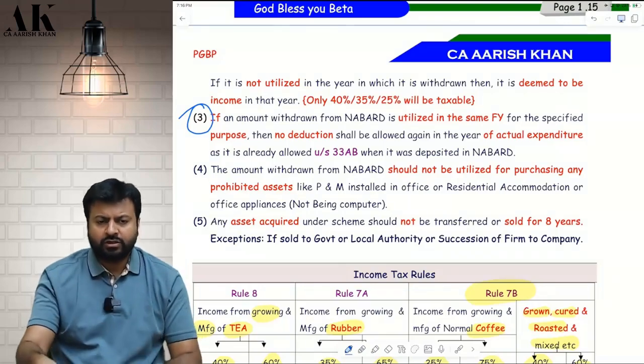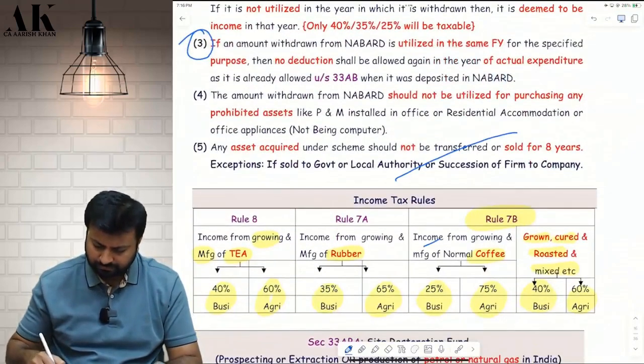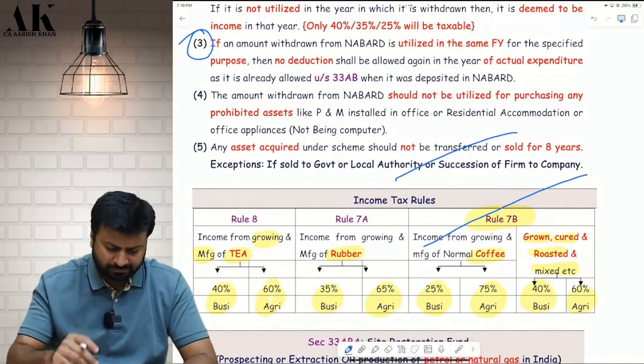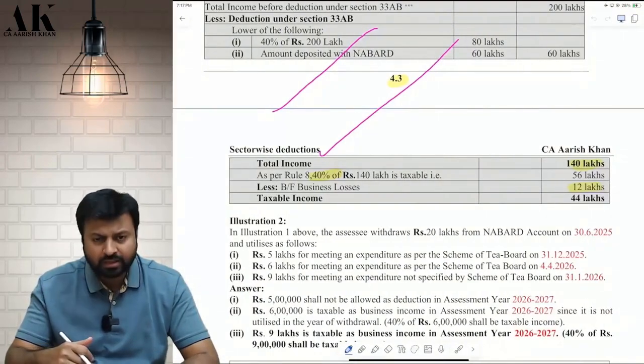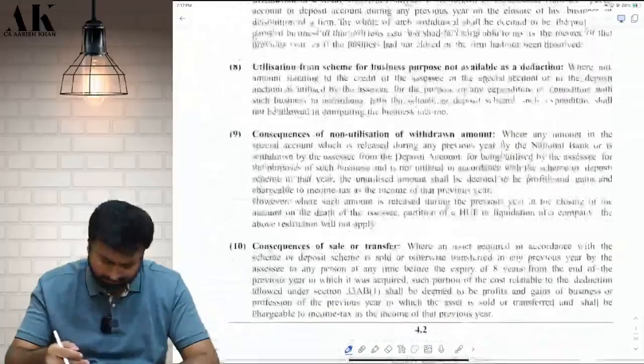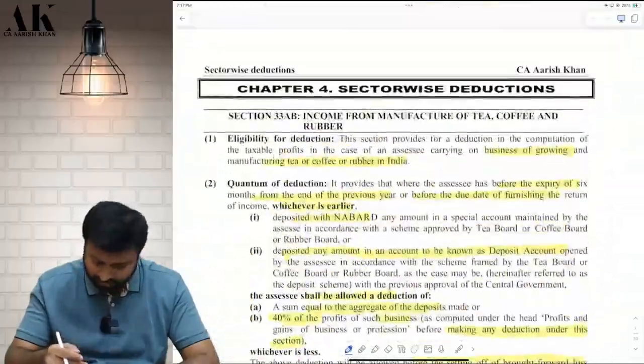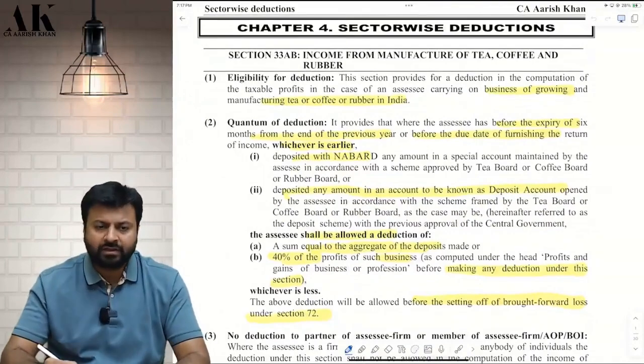So this is what this section is all about. You can go through it once. Now pay attention here. I'll give you time. Just wait. Before that, I would like to show you the further parts of this section.